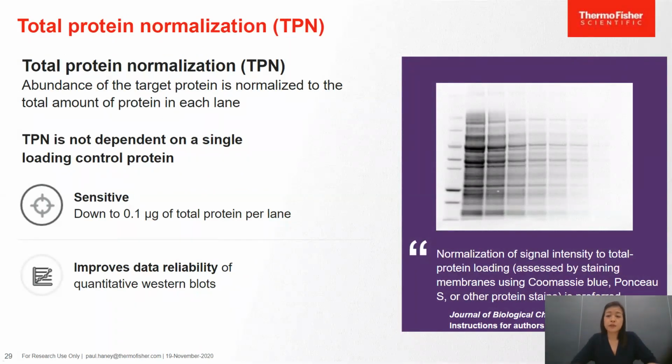The alternative to normalizing to housekeeping proteins is to perform total protein normalization. With total protein normalization, the abundance of your target is normalized to the total amount of protein in each lane, instead of being dependent on a single loading control protein. This method is sensitive. You can use as little as 0.1 micrograms of total protein per lane. And more importantly, it improves data reliability of quantitative Western blots.